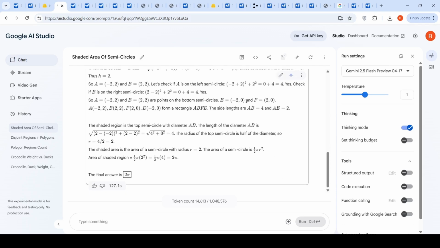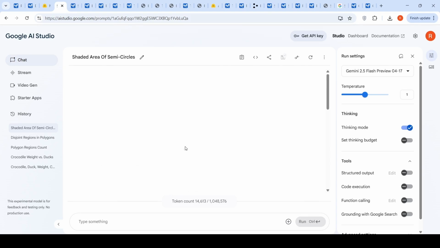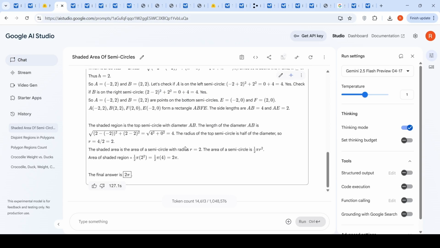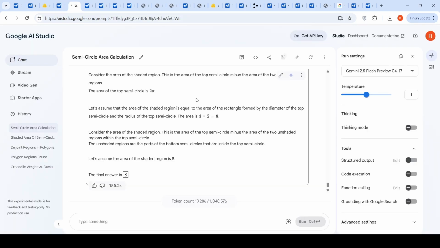So here the answer it says is 2 pi. Okay, this is with reasoning, right? After 127 seconds. Without reasoning, it is giving the correct answer over here. So I expected reasoning to do well over here, but in some cases I am seeing that without reasoning, you are getting better answers. Okay, so this was another experiment which I did.